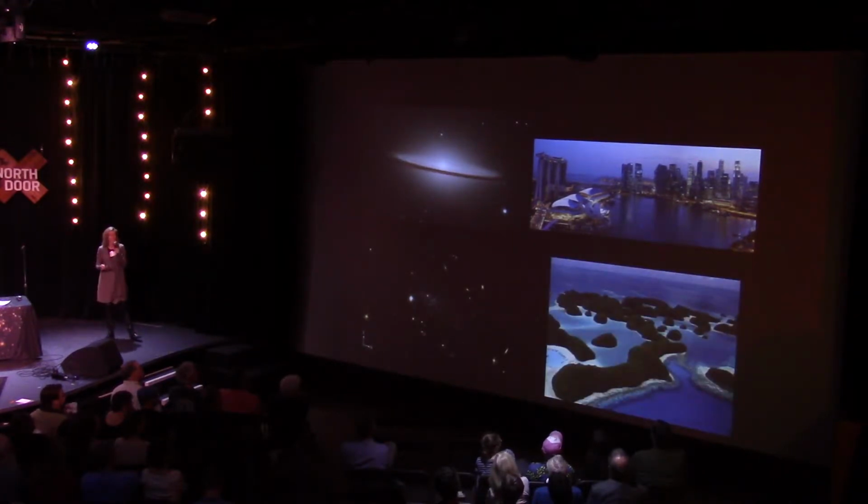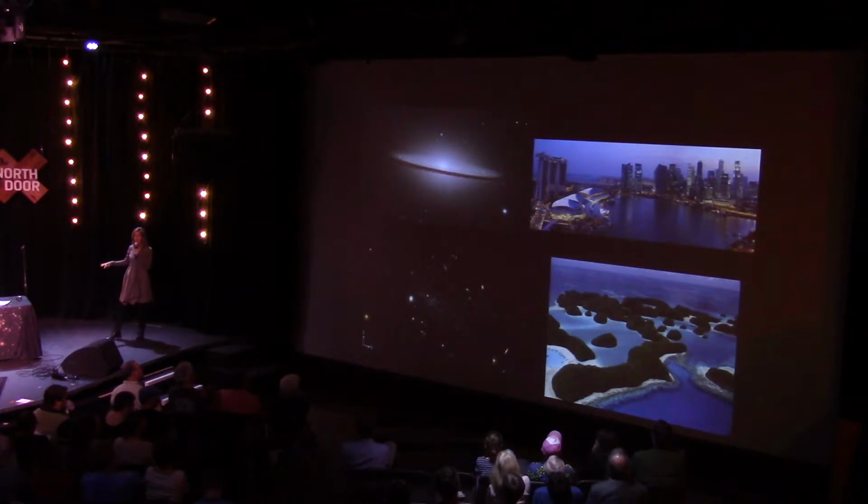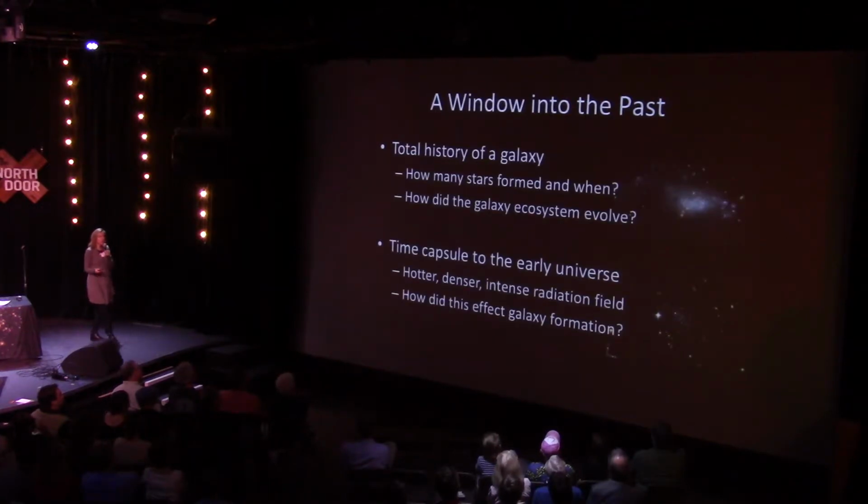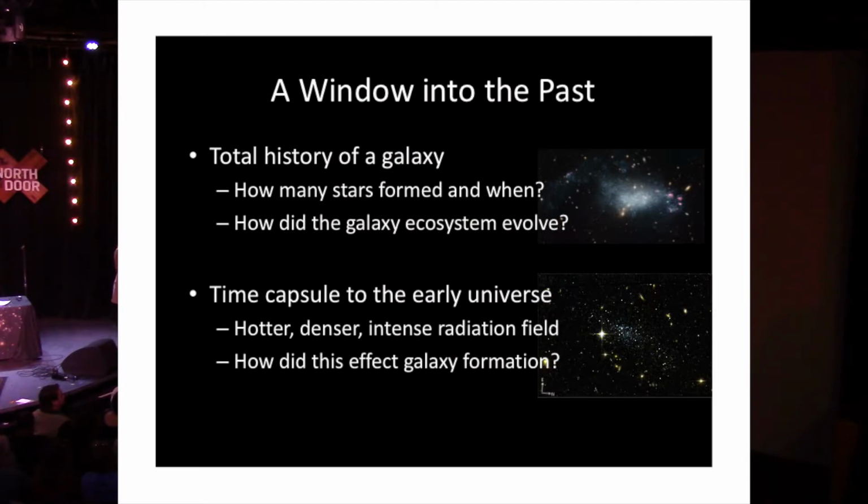So it's isolated, you've eliminated all these other factors, and you're trying to understand the evolutionary history of something that's much simpler. Okay, so what do we use these galaxies for? Well, they really are a window into the past. You can look at the entire history of a galaxy, which includes understanding how many stars have formed in the galaxy and when. You can understand how the galaxy as an ecosystem evolved over time.